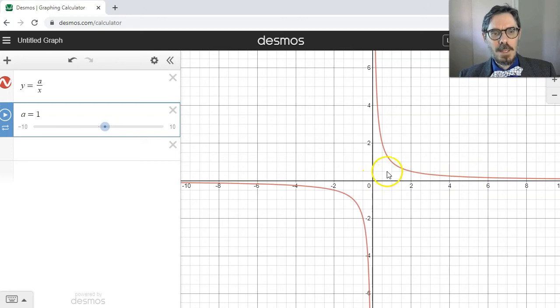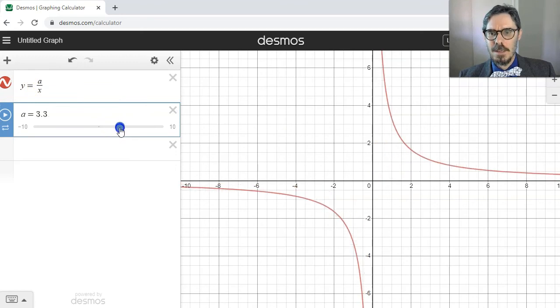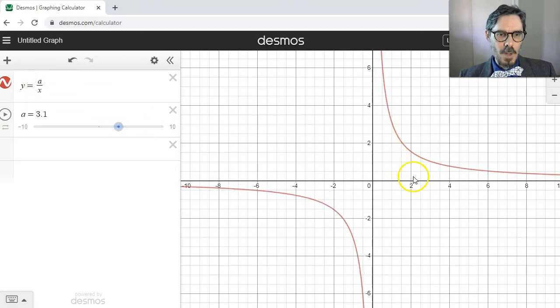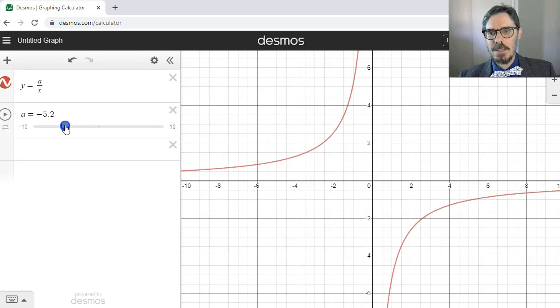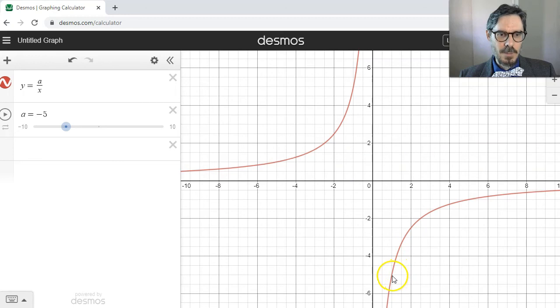But when x equals 1, my y value is going to be A, because it's A over 1. So if A is 3, then my y value at 1 is 3. And that works even if it's negative. If my A is negative 5, then my y value at 1 is negative 5. And it's symmetric, so at negative 1, it's plus 5. So that helps you draw the hyperbola in the right place.